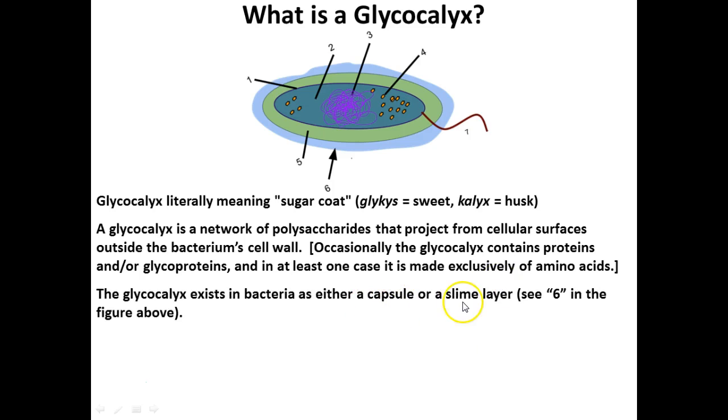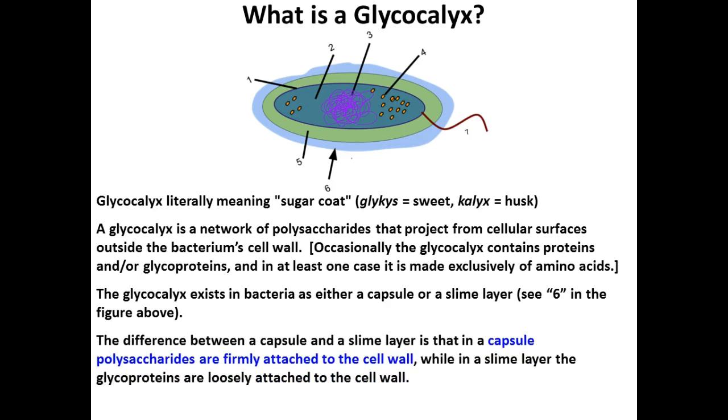And it can be a capsule layer or a slime layer. The difference is the capsule layer is pretty uniform all the way around the cell. It's quite firmly attached. The slime layer is not uniform and is not firmly attached. And some organisms actually use this for motility, right? They kind of slide along the slime that they produce. We're interested in the regular ones known as the capsule, where they're going to have this uniform structure.